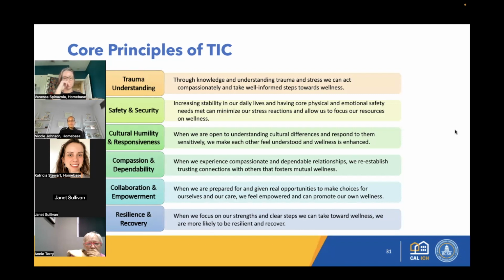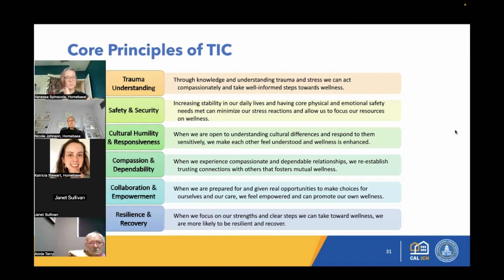Cultural humility and responsiveness just means that we are open to understanding cultural differences and responding to them in a sensitive way. Compassion and dependability means that when we experience compassionate and dependable relationships, we are reestablishing trusting connections with others. And collaboration and empowerment means that when we're prepared for and given real opportunities to make choices for our own self-care, we feel empowered and can promote our own wellness. And resilience and recovery just means that when we focus on our strengths and clear steps we can take toward wellness, we're more likely to be resilient and recover.